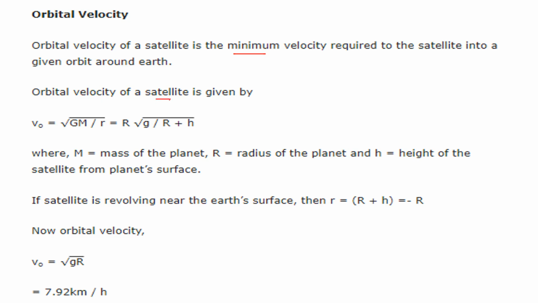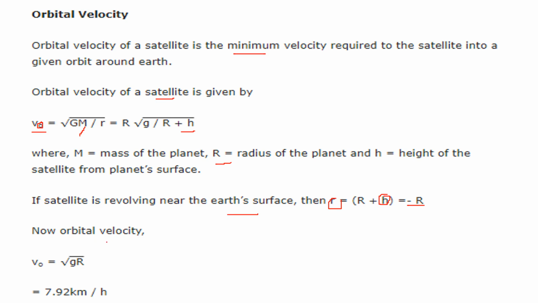Orbital velocity of satellite can be given by V sub O, this is orbital velocity, is given by under root GM by r, where this M is the mass of the planet. If you have one more relationship, you can use this: capital R by under root G M by R plus H. Capital M is the mass of the planet, R is the radius of the planet, and this H is the height of the satellite from planet surface. If satellite is revolving near the Earth's surface, then you can just ignore this H, so this small r can be taken as capital R.